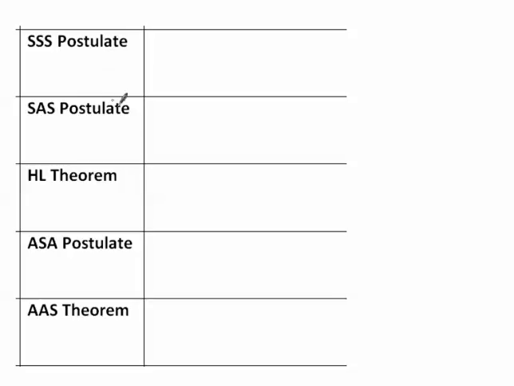Then we have the postulates or theorems that help us tell that triangles are congruent. The side-side-side postulate is where we have two triangles that have three pairs of sides congruent. So the best thing to make a note of for the side-side-side postulate is showing yourself a picture of what it would look like if we were to use the side-side-side postulate. Two triangles where the sides of one triangle are congruent to the sides of another triangle.